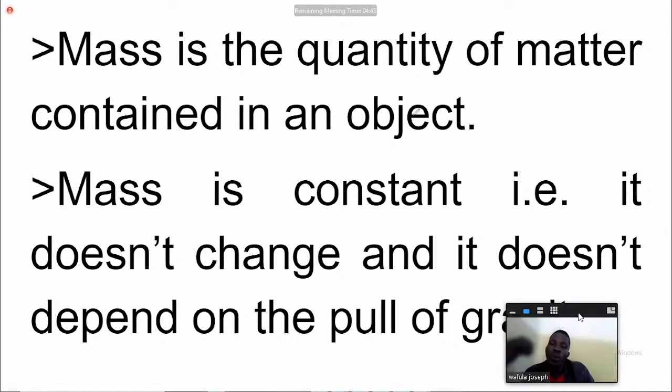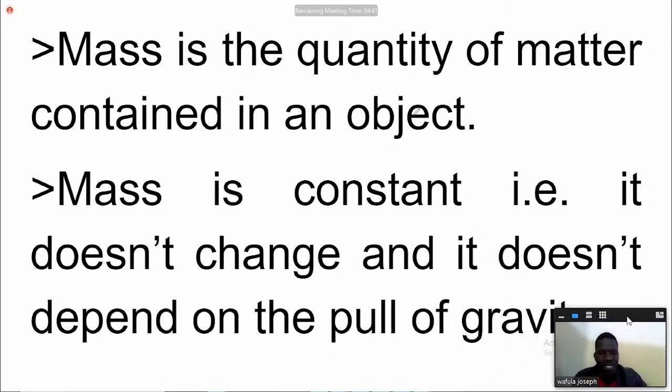Sometimes, when we don't want you to describe things, we just ask: what term describes the quantity of matter contained in an object? That term is called mass. Mass is the quantity of matter in an object.